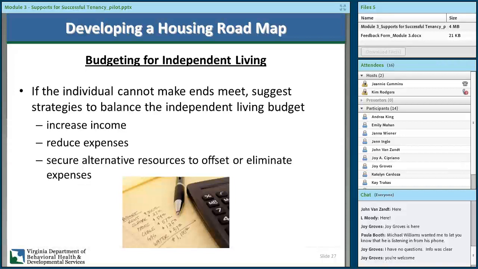So we just covered the first component of the housing roadmap, establishing household composition. The next element of the roadmap is balancing the individual's budget for independent living. If the independent living budget developed during the tenancy screening indicates the individual cannot make ends meet, housing guides can suggest several strategies to help balance the monthly independent living budget. First, the individual can work on increasing income by getting a job, increasing hours worked, or applying for Social Security disability insurance or supplemental security income.